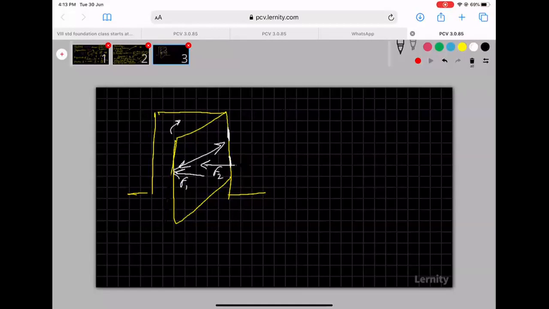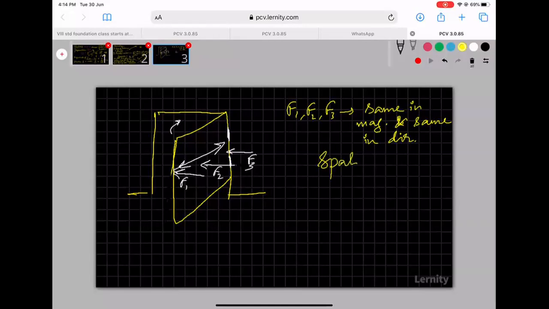If I apply the same amount of force on the hinges in the same direction, it will not create any rotation at all. So the action of these forces, F1, F2, F3, are three different forces, but they are the same in magnitude and the same in direction also. They are all equal forces. However, the actions or the consequences of those forces seem to be different because they are acting at different points. That is what is called a spatial distinction.